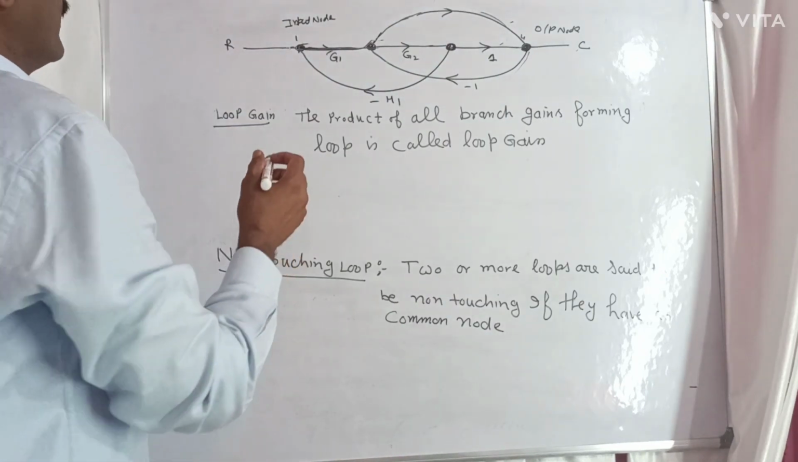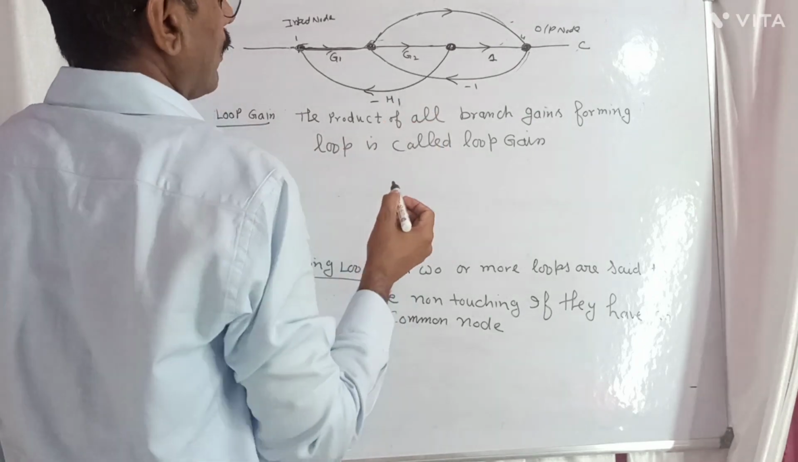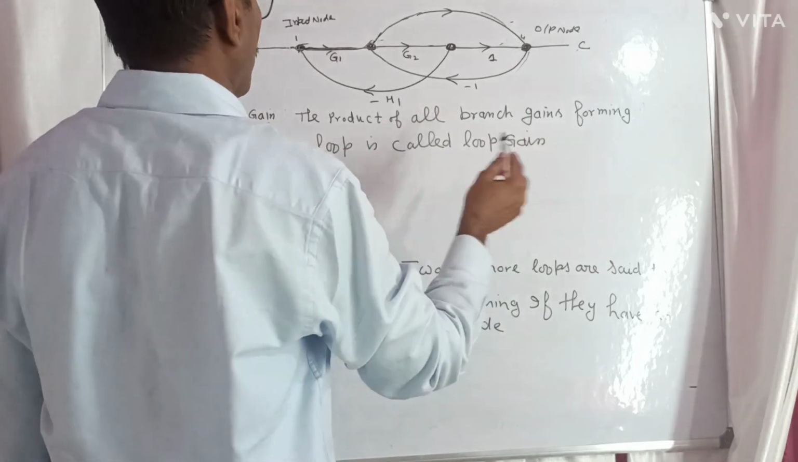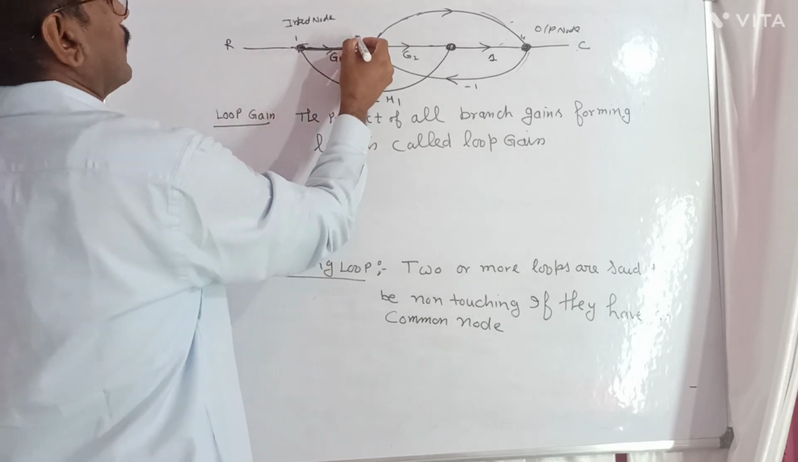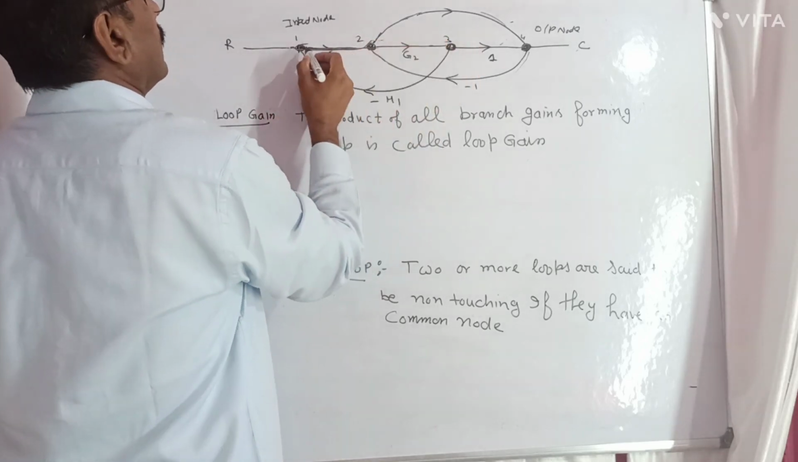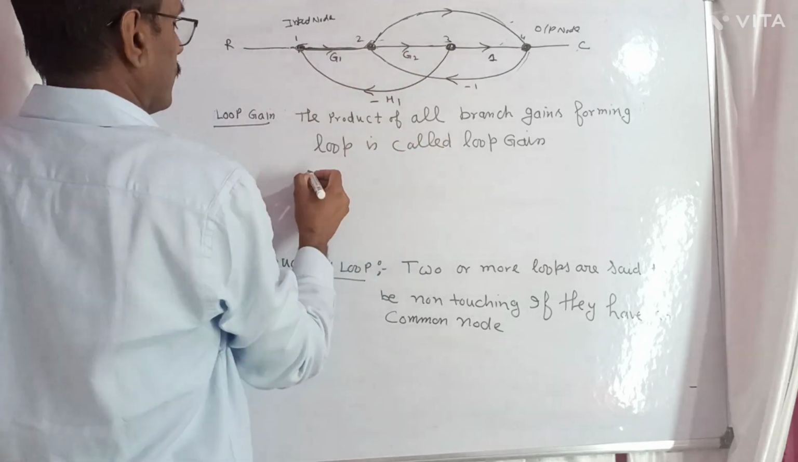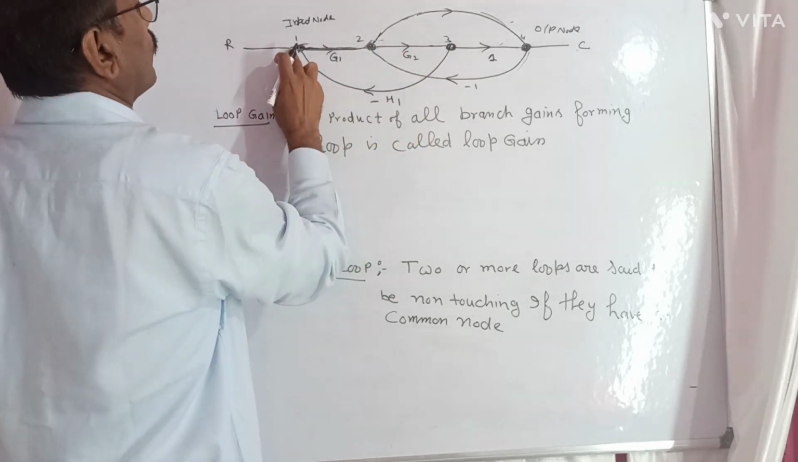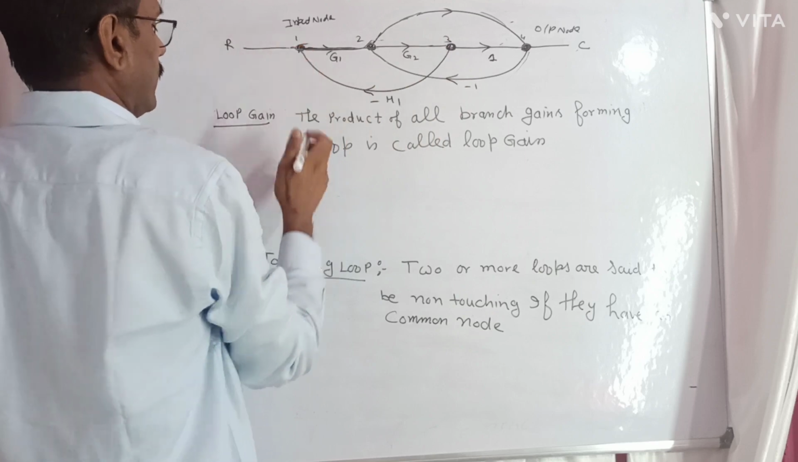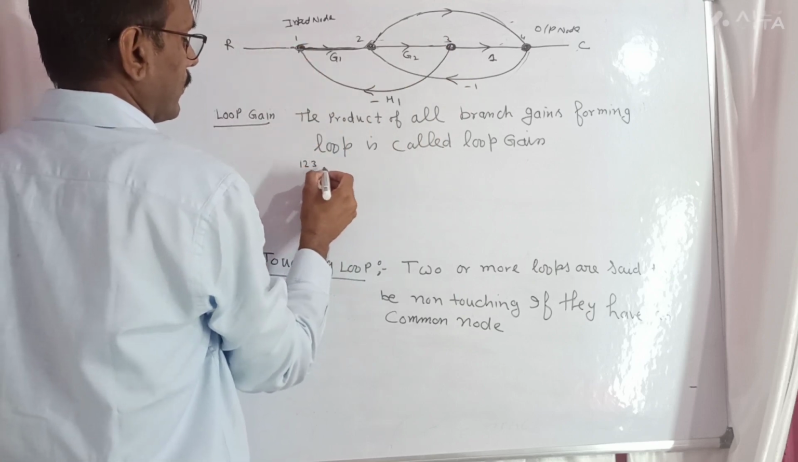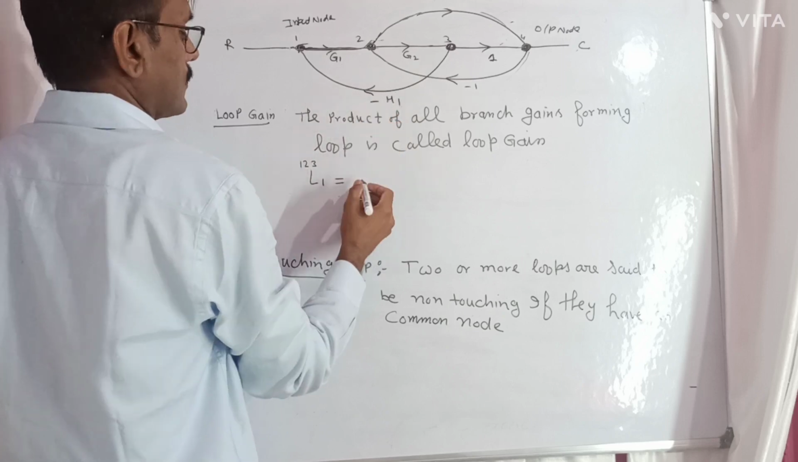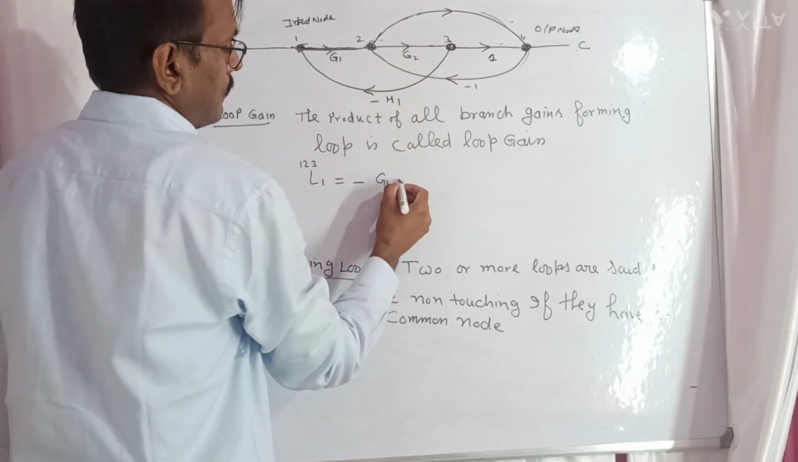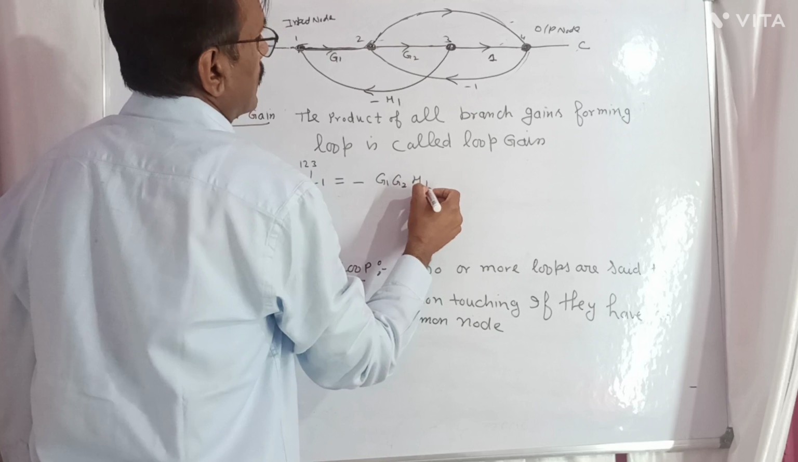Next is the loop gain. Product of all branch gains forming the loop is called loop gain. So this is one loop, loop number 1, L1, 1 2 3 1. So loop gain is equal to g1 into g2 into minus h1, minus g1 g2 h1.